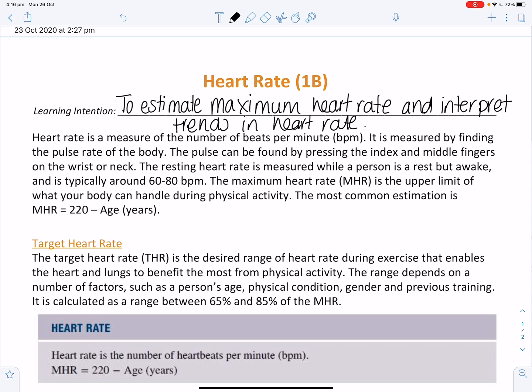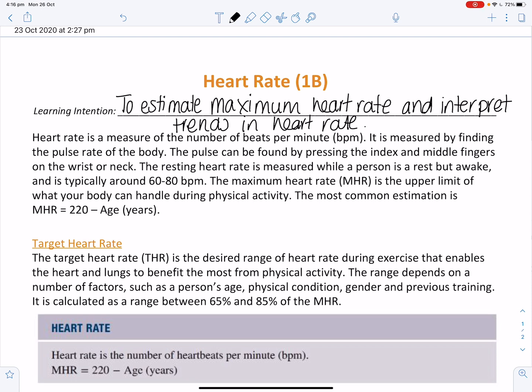The resting heart rate is measured while a person is at rest but awake and is typically around 60 to 80 beats per minute. So, for example, if you're sitting down and watching TV or sitting at your desk and you're not actually moving or doing anything, your BPM should be around 60 to 80. If you've got an Apple Watch, you can actually check it. Okay, so you can see what your BPM is at certain times, so you can see how accurate that is.